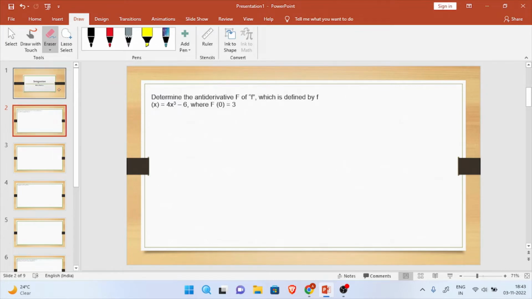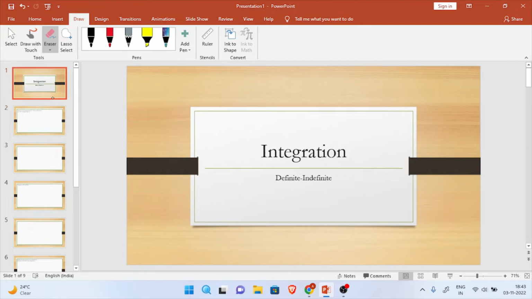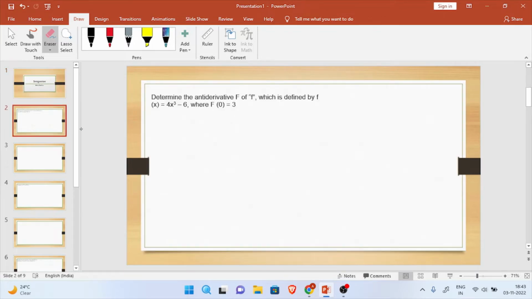Today we will be discussing the most important four-mark questions from integration, in both definite and indefinite forms, which may be highly useful for CBSE students. Here is the first question. We are coming straight to the question.